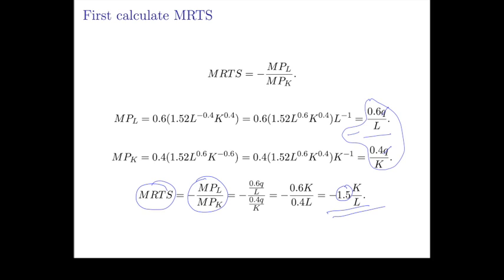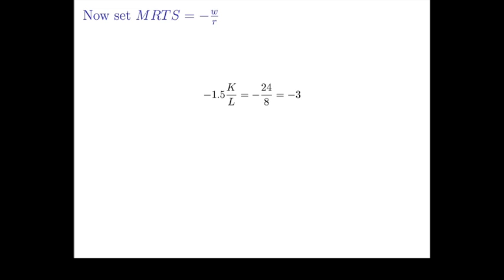What we do now is set this equal to W over R. Remember, W is 24 and R is 8. That's given. So 24 divided by 8 is 3. So we're setting negative 1.5 K over L equals negative 3. Negative signs cancel out. Divide both sides by 1.5. So K over L is 3 over 1.5, which is 2. So K equals 2 times L.